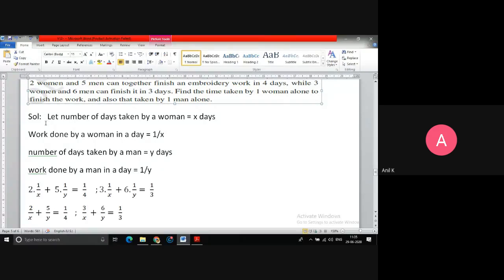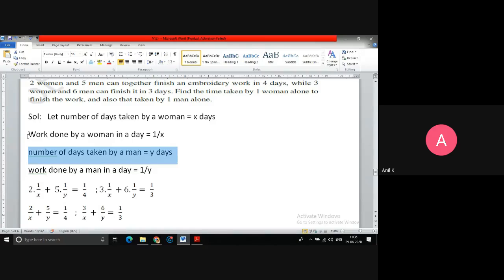So here itself the question is clear what I have to take as x and what I have to take as y. Let the number of days taken by a woman be x days. For example, she will take x days to finish the work if she works alone, no one else is there. And the number of days taken by a man alone is y days. That means if a man works alone, then he will take y days to finish the work. So I define what is x and I define what is y. x is the number of days taken by a woman and y is the number of days taken by a man.